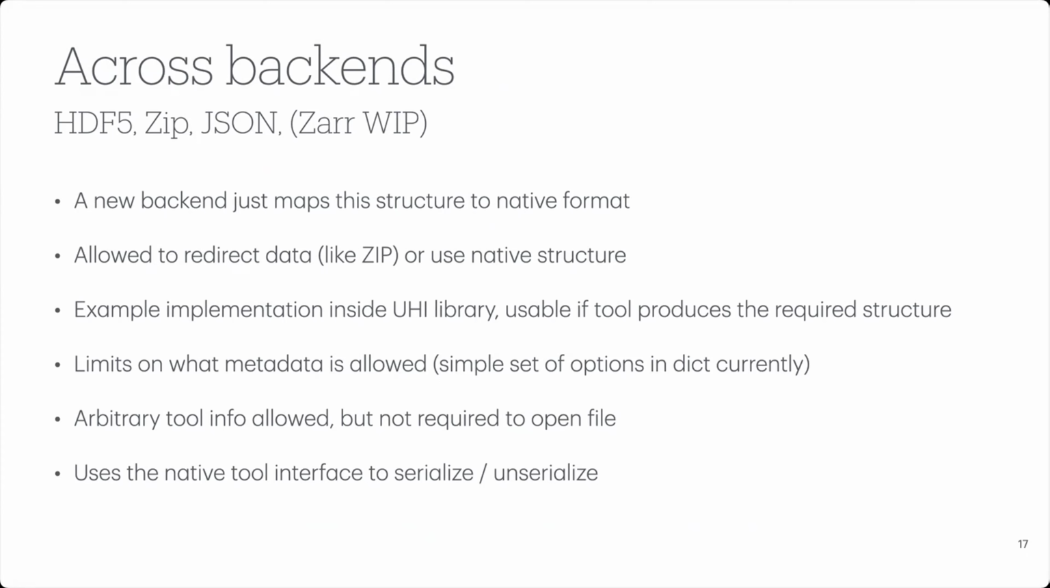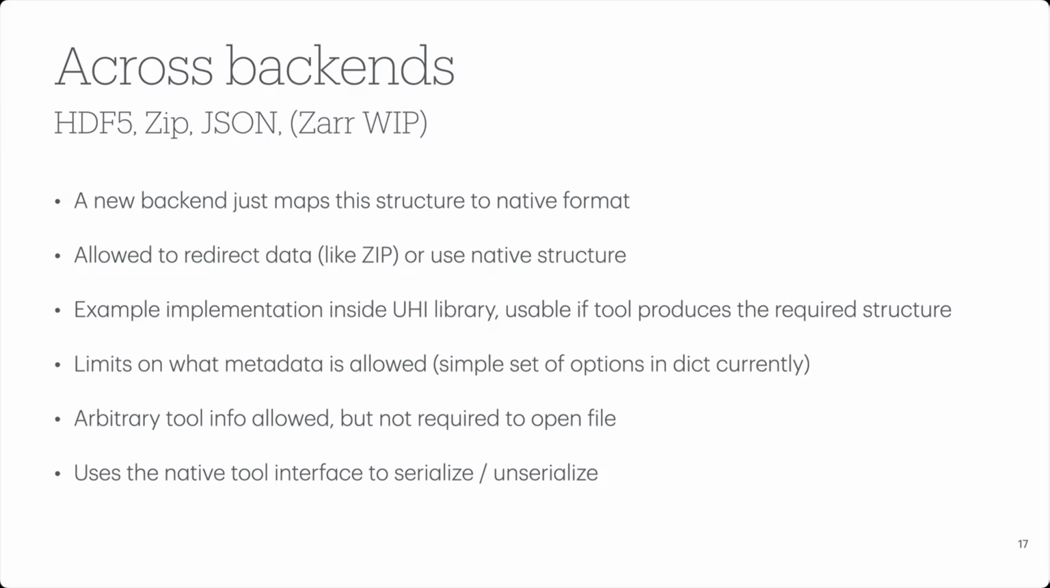There are limits, as I mentioned before, on what metadata is allowed. Arbitrary tool info is also allowed, but it's never required to open the file. In fact, we also provide helpers to delete that information. That should never be required to open the file. But it can be used, for example, to improve the round trip performance for a library that knows a little bit more about, like, if it was circular, for example, then it could potentially store that information and then pull it back. Boost-histogram does do a few of those things.